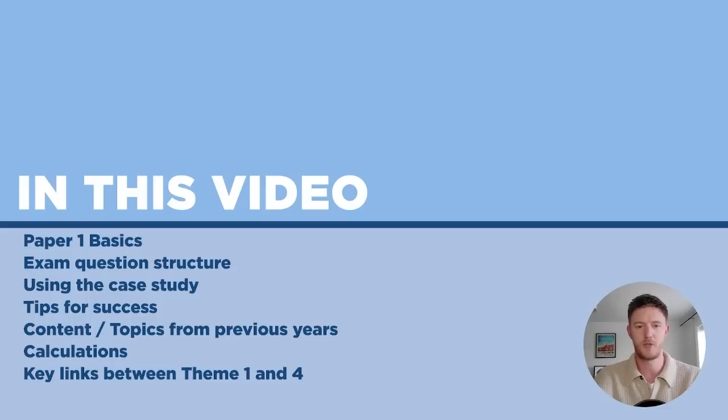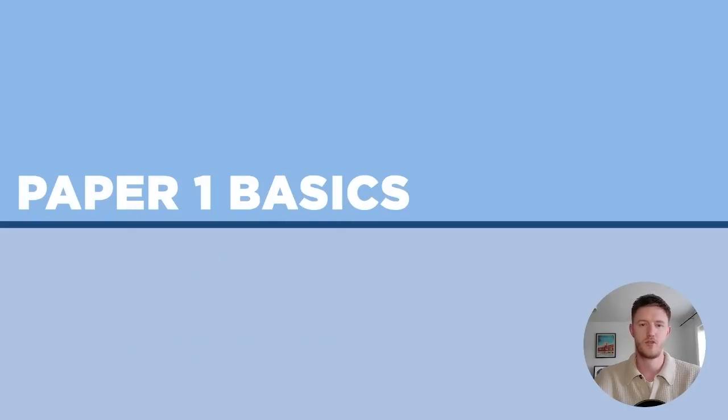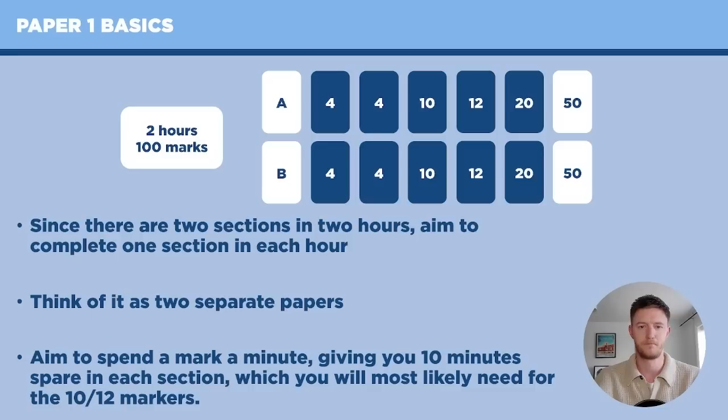Then the main part is we're going to look at content topics from previous years. We're going to look at the calculations that could come up and the calculations that have come up in previous years, and then finally we're going to go through some of the key links between themes 1 and 4. So these are the Paper 1 basics.